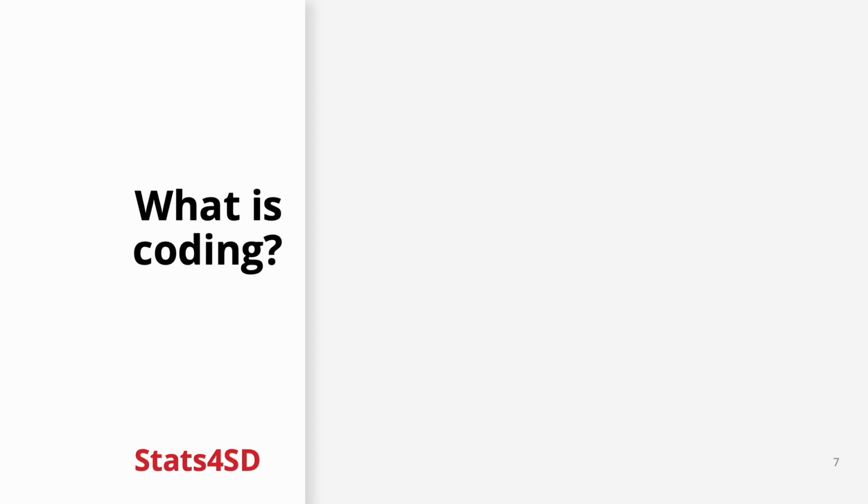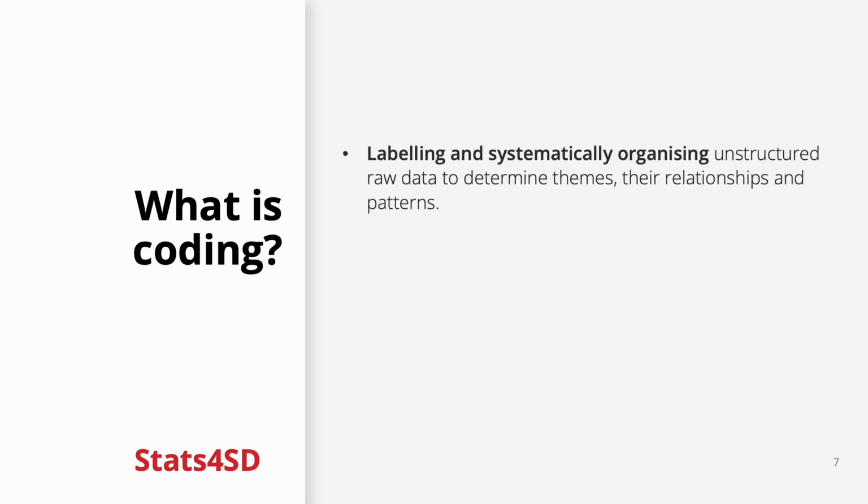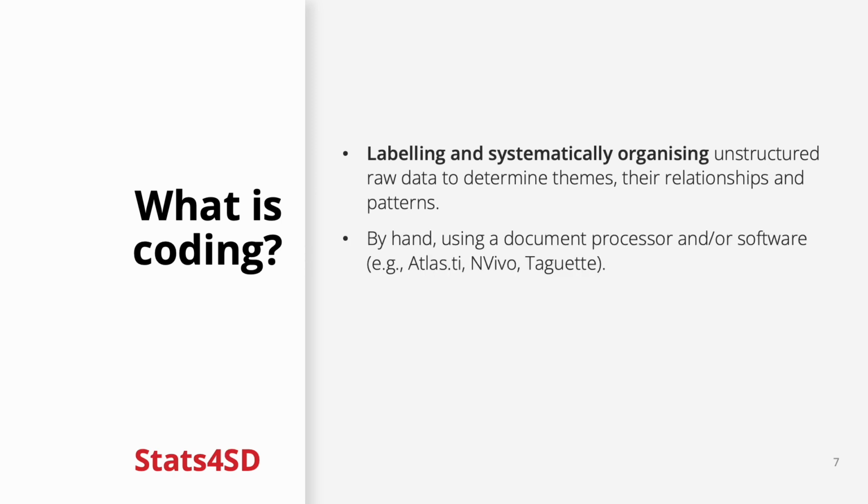Coding entails labeling and systematically organizing unstructured data from interview transcripts, field notes, documents, videos, and so on, in order to determine themes, relationships, and patterns between them. It can be done by hand using a document processor and/or a software like Atlas.ti, NVivo or Taguette. It can be deductive or inductive.